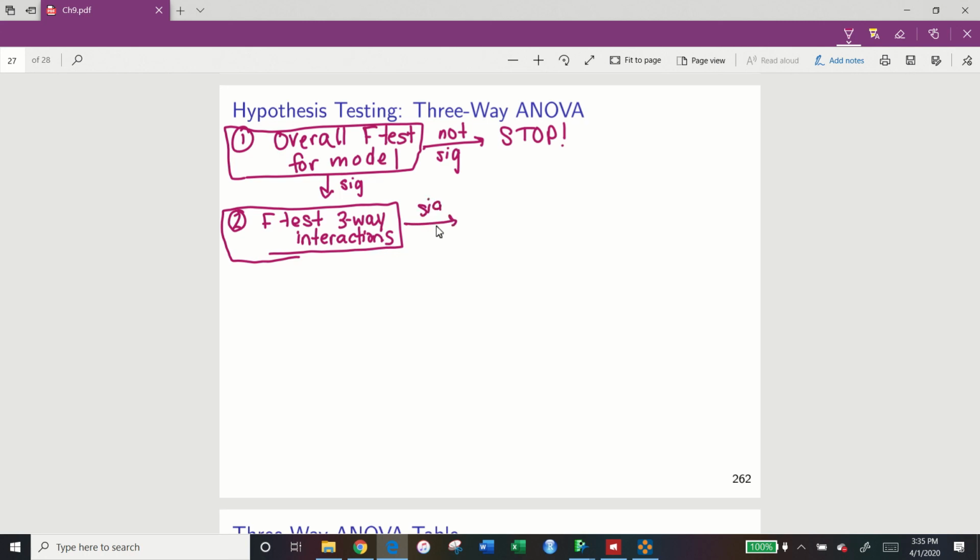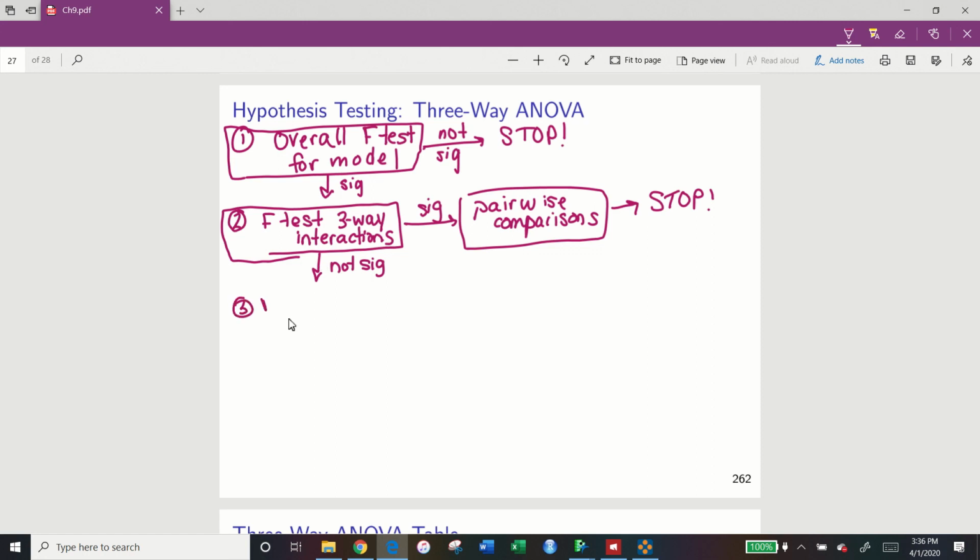If that is significant, then we look at the pairwise comparisons. And once we find the levels of the three-way interaction that are the best or optimal, then we can stop. If the three-way interaction is not significant, then we will do an F-test of the two-way interactions.